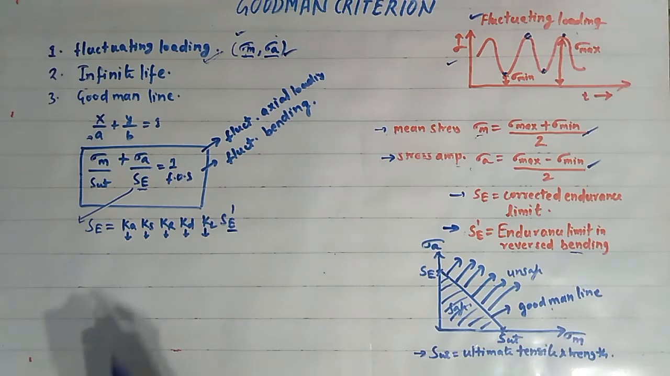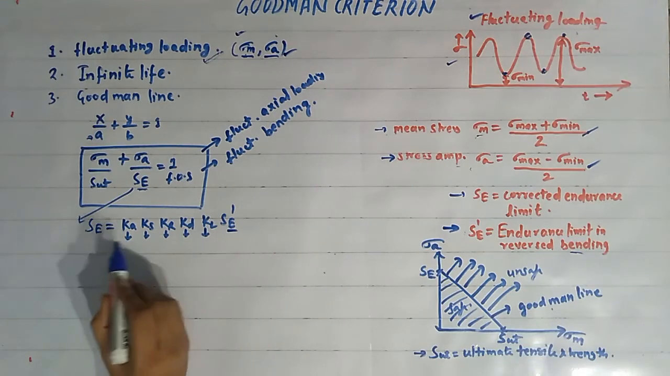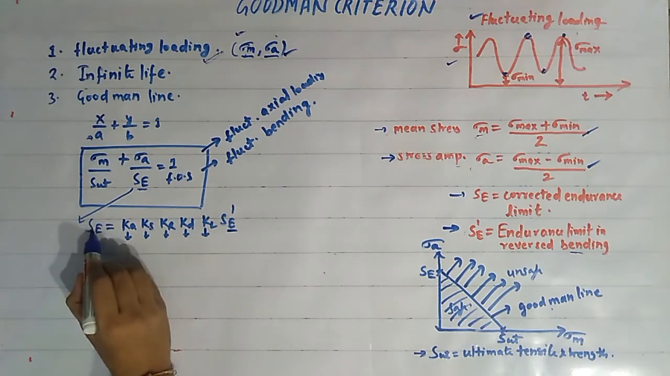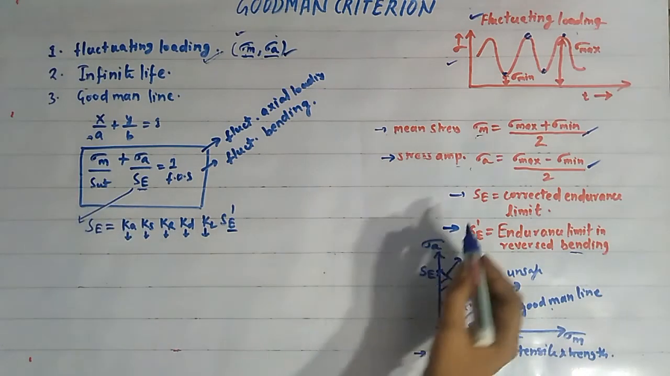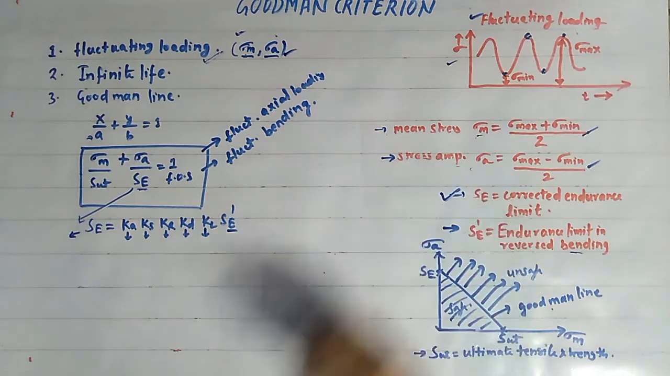Now we can obtain the value of SE dash according to this relation, and we can obtain the value of SE according to this relation and put this value of SE, the corrected endurance limit, in this particular formula. Here SE is the corrected endurance limit that I have already written here.